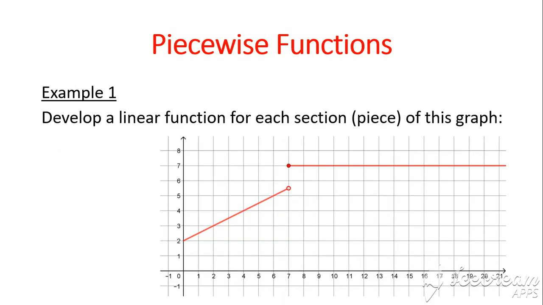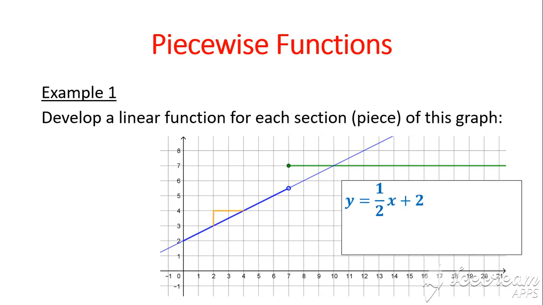Right, let's get straight into example 1. We're going to develop a linear function for each section or piece of this graph. Now we've got 2 pieces. I've coloured one in blue and one in green. Let's start with the first piece. It's a straight line graph that passes through 2 on the y-axis and has a gradient of 1, a rise of 1 and a run of 2. So a gradient of 1 over 2, which is a half. So we can say y is equal to m, which is a half, times x, plus c, which is 2. So y equals half x plus 2.